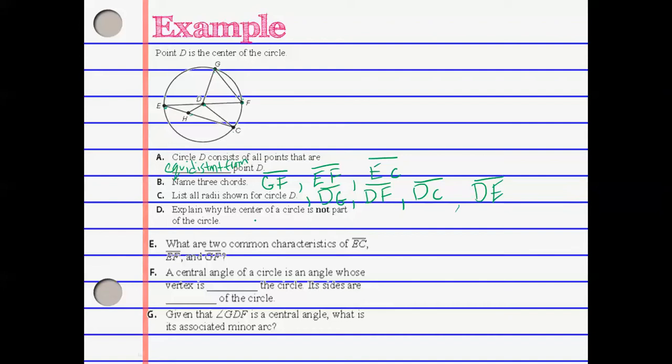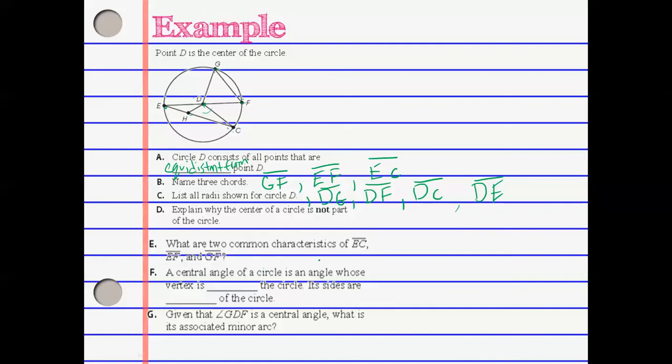Okay. Here it says explain why the center of the circle is not part of the circle. Remember the definition of a circle is that it consists of a set of points that are an equal distance from the point identified as the center of the circle. The point that is the center of the circle is not the same distance from the center as G, F, C, and E, because we're talking about the distance from D. So that's why D is not part of the circle. It's the point where we're starting from.